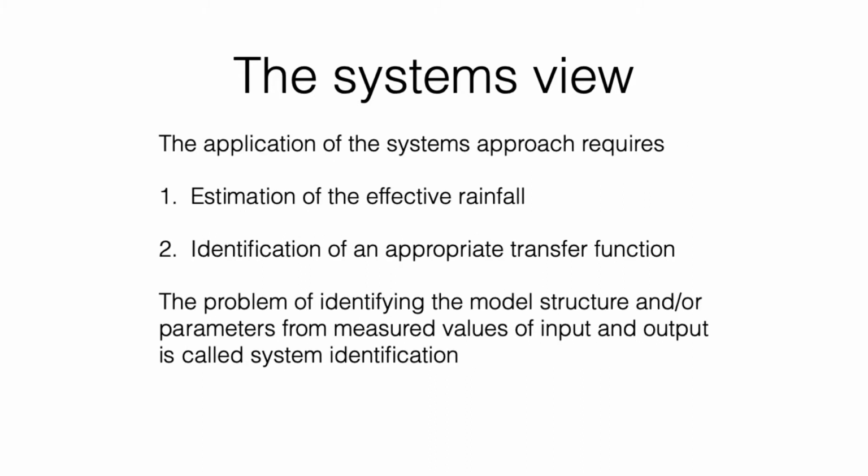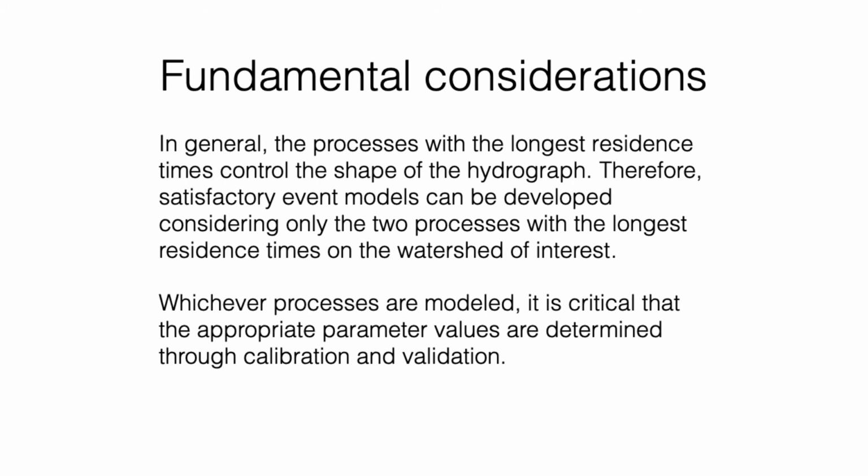Summarizing, for the systems view, we need to determine two procedures: one to determine effective rainfall from total rainfall, and another one that allows us to determine runoff or river discharge as a function of effective rainfall. The problem of determining the model structure and the values of the controlling parameters is what we call system identification. The processes with the longest residence times have a stronger control over the shape of the hydrographs and thus must be considered first when designing the model. Normally, considering the two processes with the longest residence times provides a good approximation.